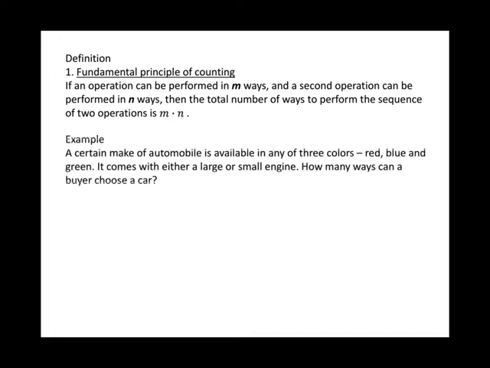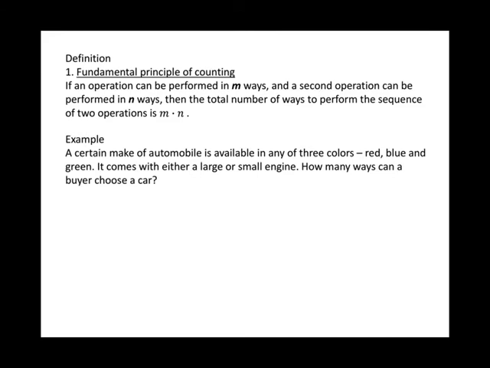For example, a certain make of automobile is available in any of three colors, red, blue, and green, and it comes with either a large or small engine. How many ways can a buyer choose a car? So we are looking for how many ways. We want to find out the total outcome instead of the probability.